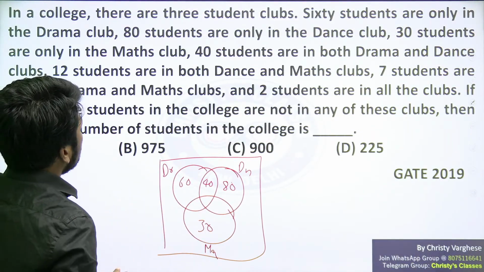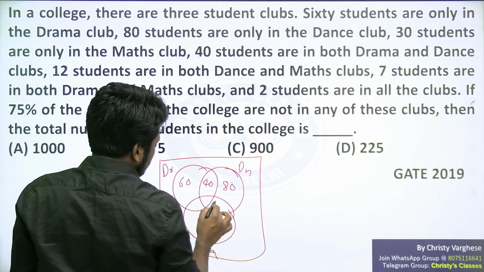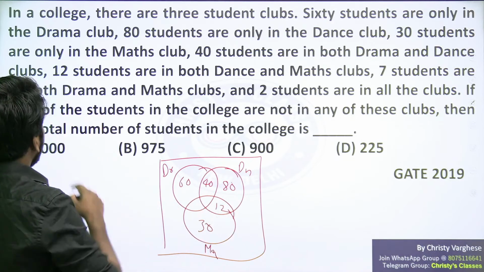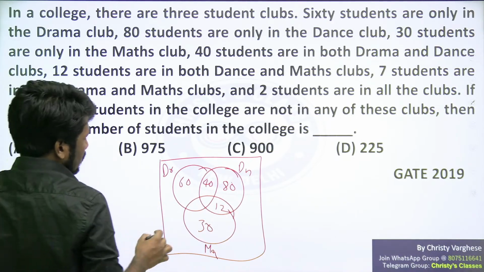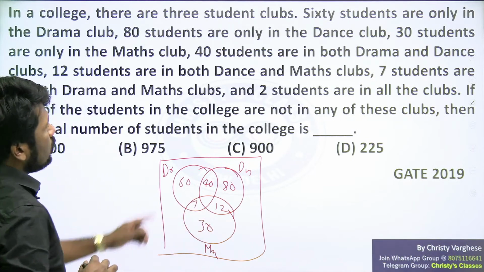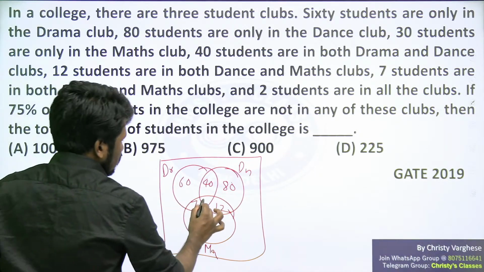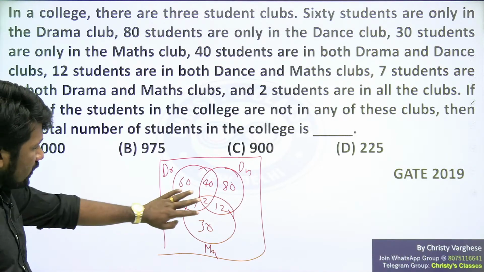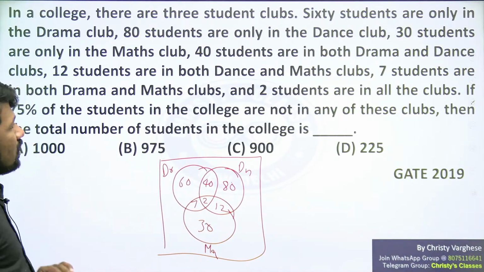And 12 students are in both dance and math. Dance and math both will be 12 students. And 7 students are in both drama and maths. Drama and maths, 7 students. And 2 students are in all 3 clubs. So this is 2. Everything is written. So there is no unknown in these circles at all. So now what is unknown?